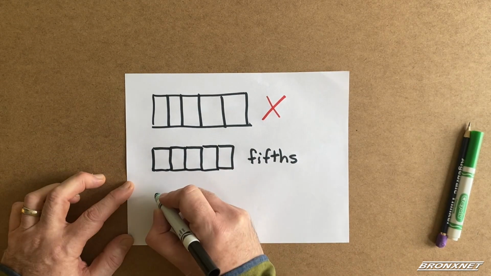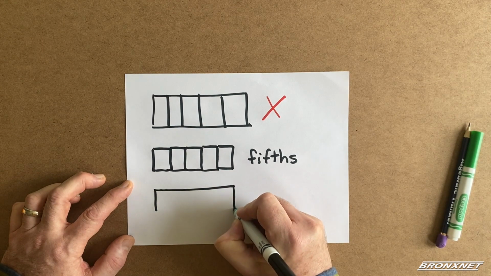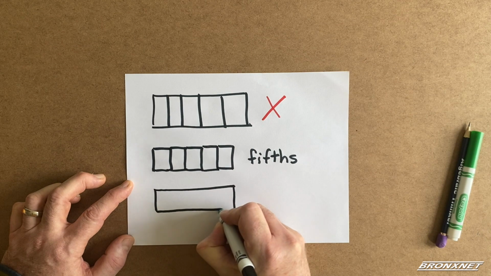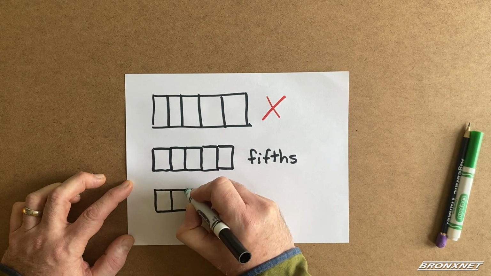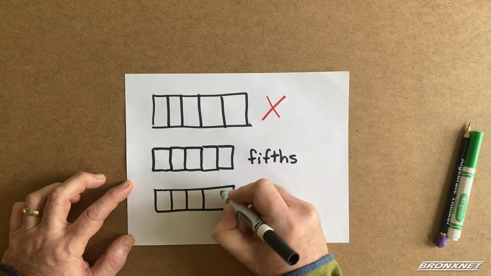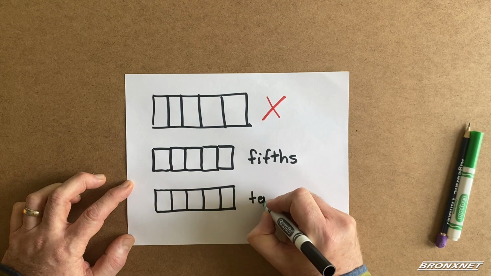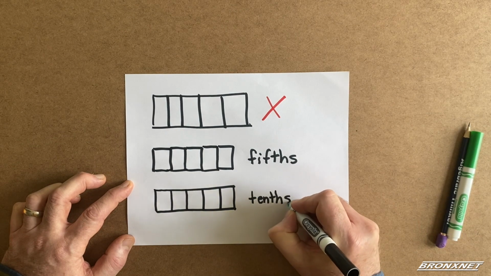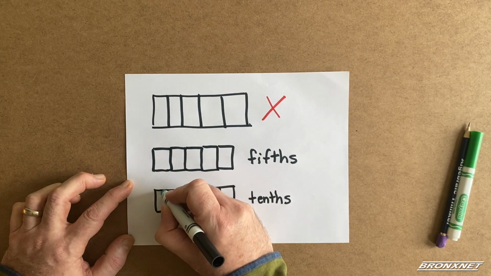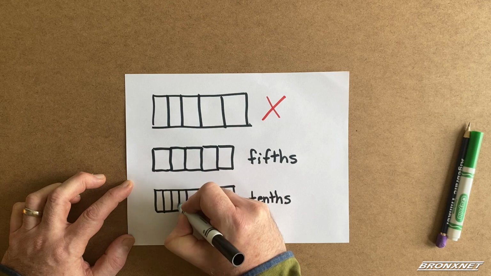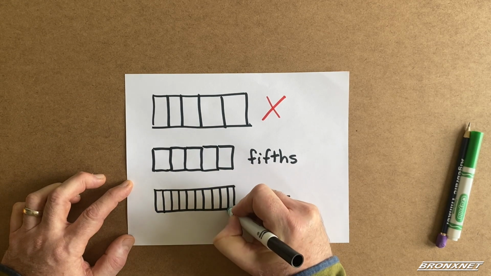So now if I wanted to draw tenths, I'm going to start with the same whole rectangle, and I'm going to copy what I did for fifths because I'm going to use it to compare them. I want them to be the same. And now to make tenths, I have 5 parts. I want to make 10 parts. That means I have to divide each of the fifths into 2, and that will give me 10 equal pieces.